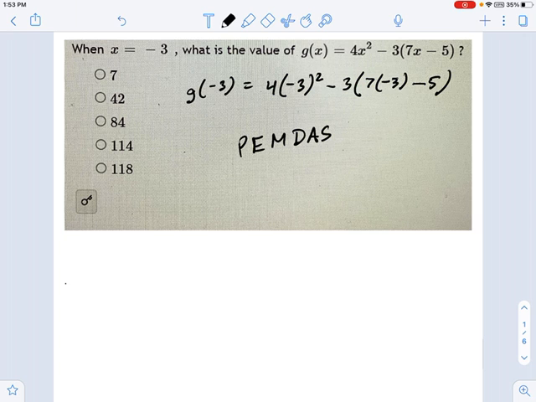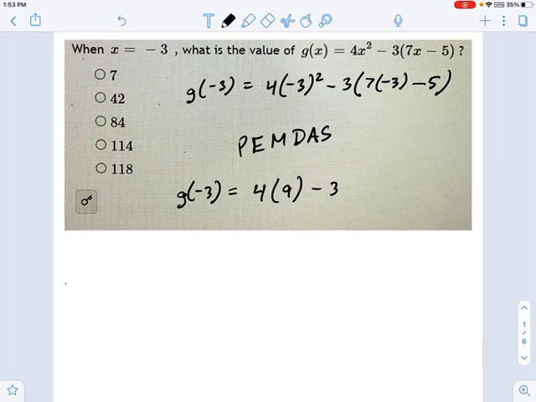Okay, so multiplication comes before addition or subtraction. Exponents come before multiplication, and so on. So let's get to it. G of negative 3 equals, and I'm going to simplify these things gradually. Negative 3 squared is positive 9. Okay, the negatives cancel out. 3 times 3 is 9.